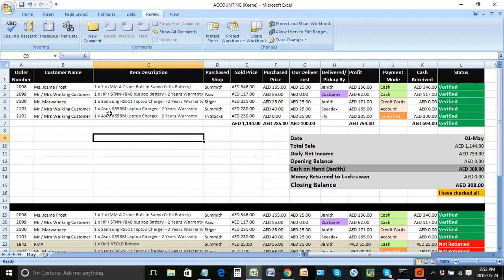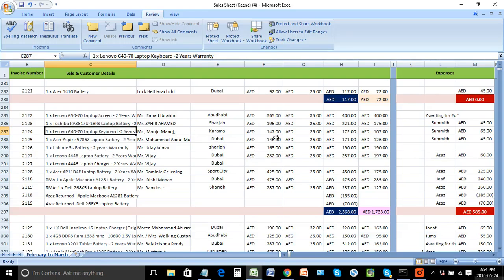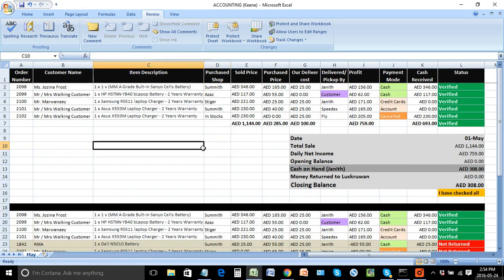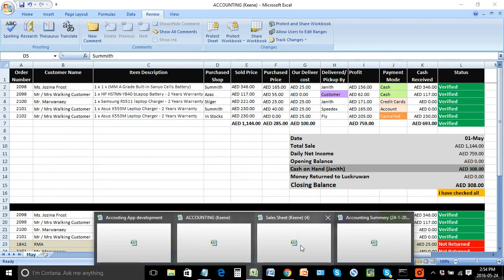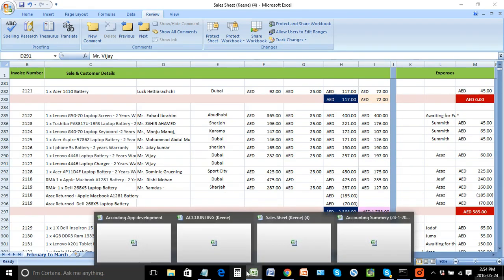So for the time being, I developed this. Keen, you can work with Janet on this sheet. However, when you are doing accounting, you need to use this sheet. Otherwise, it doesn't make any sense having this kind of sheet. If Janet wants to work on this sheet, fine. But Janet, if you can work on this sheet with Keen, that's fantastic.